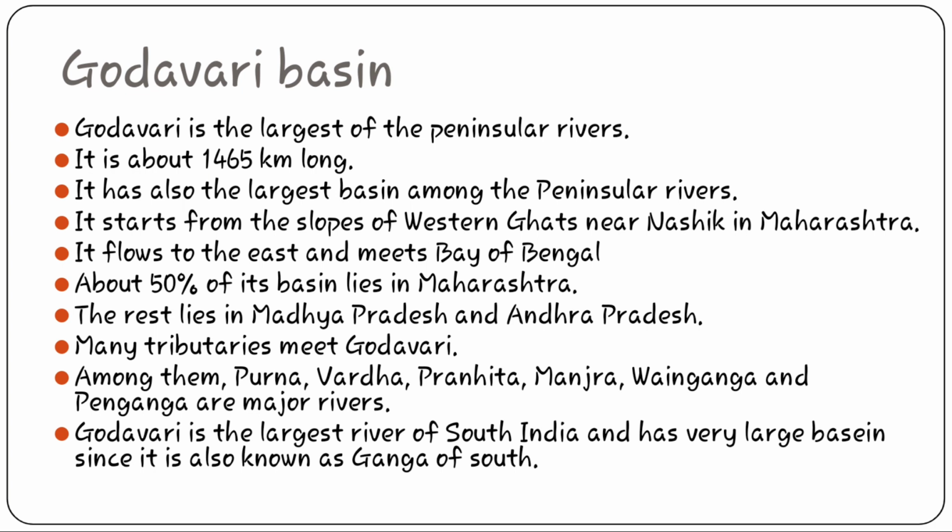Give reason, you have to keep this in mind. Godavari is the largest of the peninsular rivers with a length of about 1465 km. Owing to its length, Godavari has a very long flow. Moreover, it is the largest river of South India and has the largest basin among the peninsular rivers. That is why Godavari is also known as the Ganga of South. This is an important question for give reason, so please make it clear.